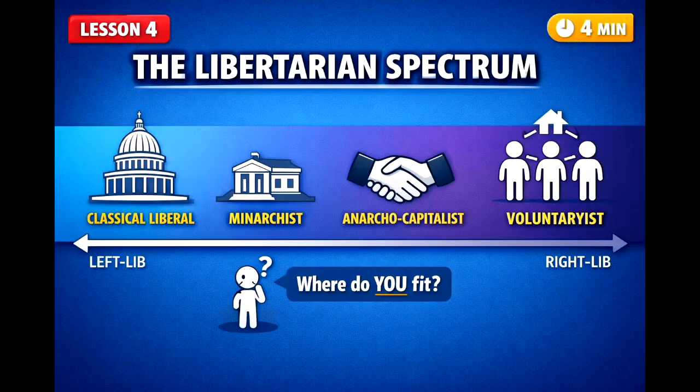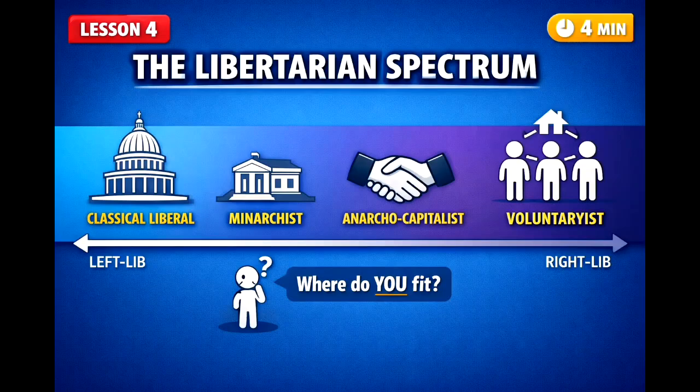Let's start at the most moderate end, classical liberals. These are people like the Founding Fathers, Thomas Jefferson, James Madison. They believed in constitutional limits on government, separation of powers, individual rights, and free markets. But they still wanted a government to protect those rights. Courts, police, military, maybe some basic infrastructure. Classical liberals are okay with some government, as long as it's strictly limited and protects liberty. Many people who call themselves libertarian today are actually classical liberals. They want to shrink government dramatically, but not eliminate it entirely.